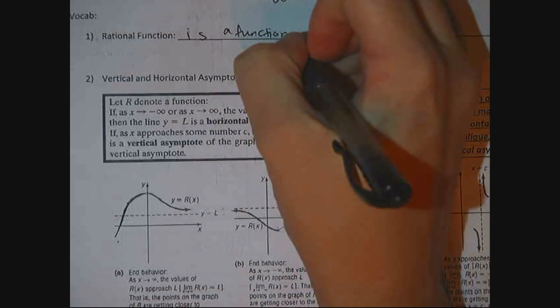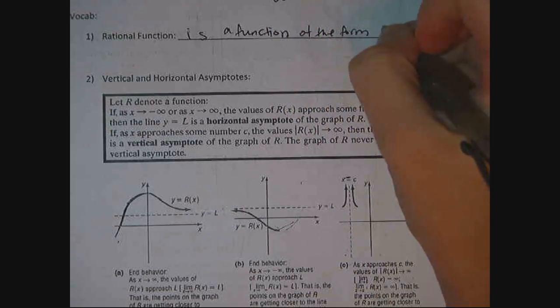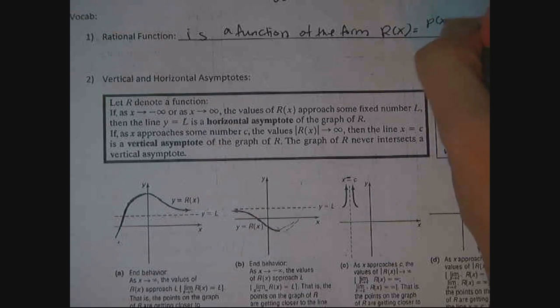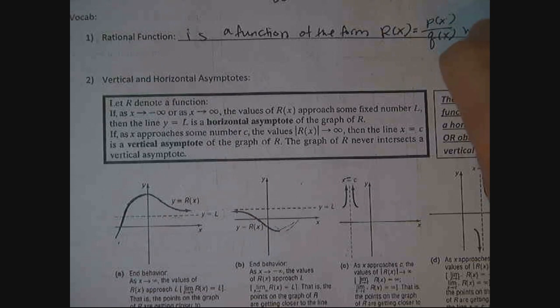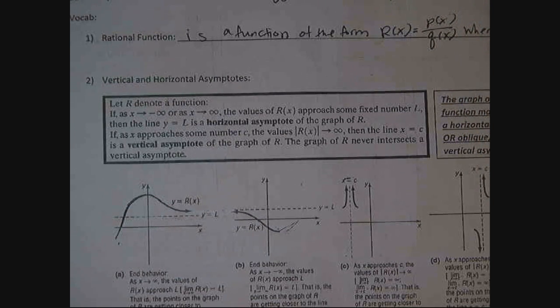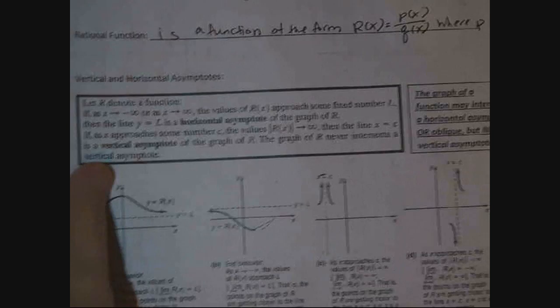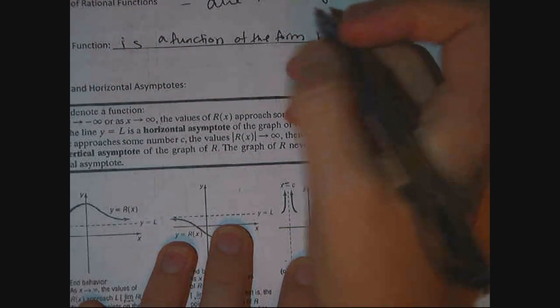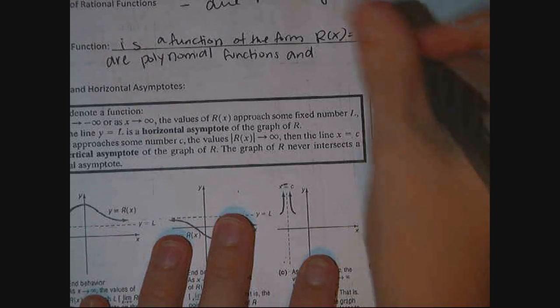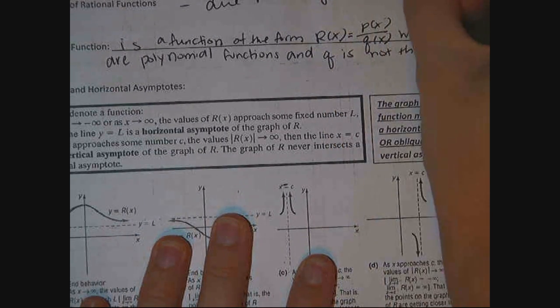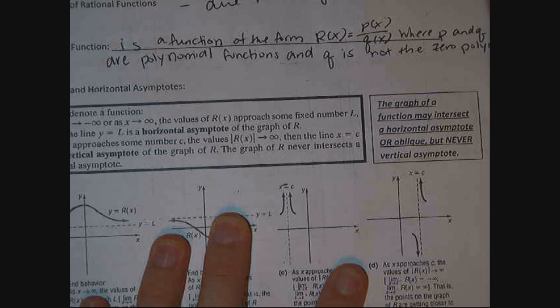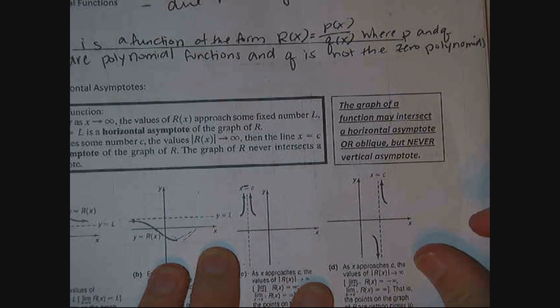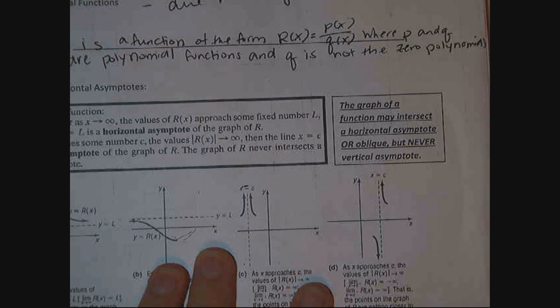So a rational function is a function of the form r of x, rational function, equals p of x over q of x, where p and q are polynomial functions and q is not the zero polynomial. Okay, so obviously we can't divide by 0, so q cannot be the zero polynomial.